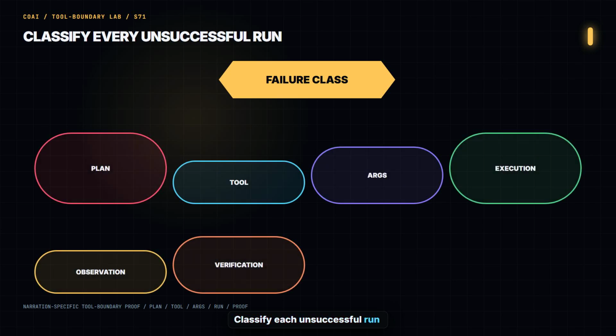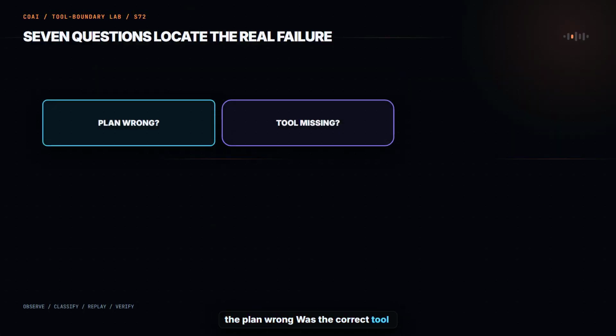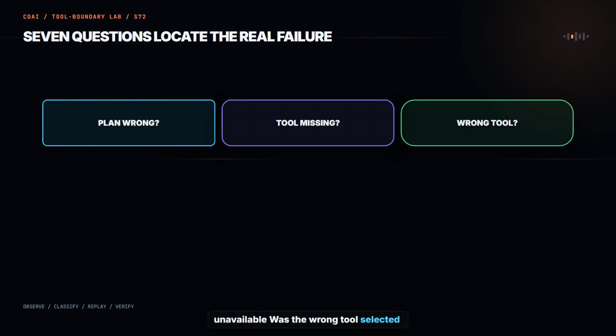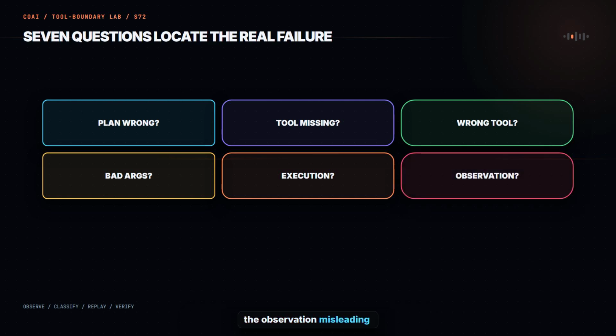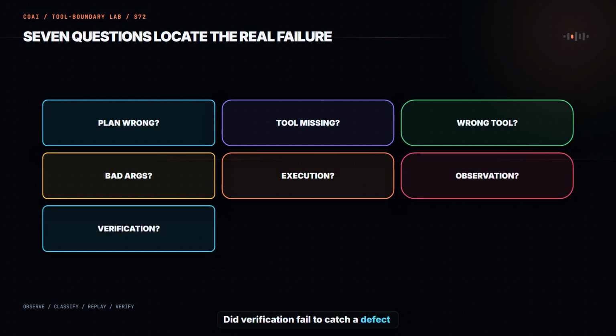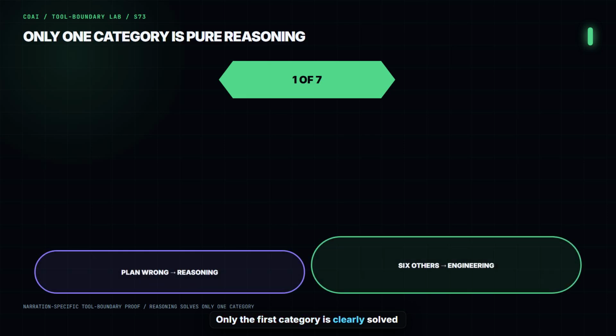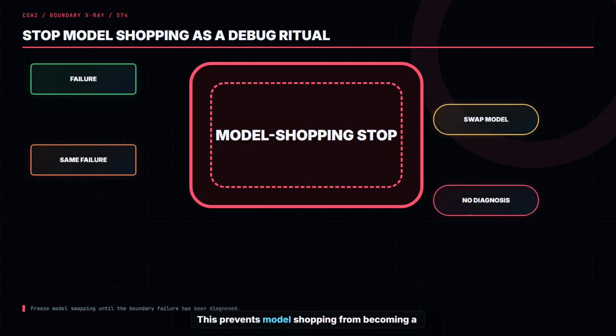Classify each unsuccessful run. Was the plan wrong? Was the correct tool unavailable? Was the wrong tool selected? Were arguments invalid? Did execution fail? Was the observation misleading? Did verification fail to catch a defect? Only the first category is clearly solved by better reasoning. The others may need engineering. This prevents model shopping from becoming a debugging ritual.